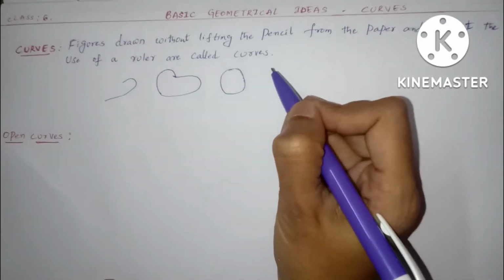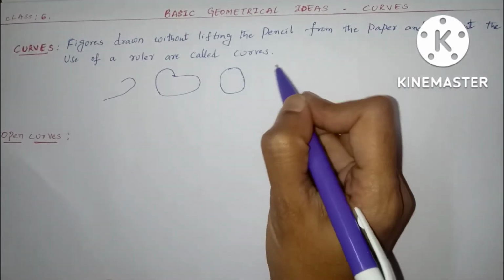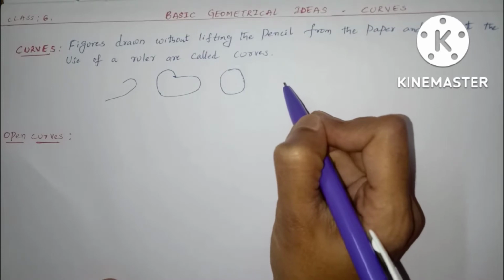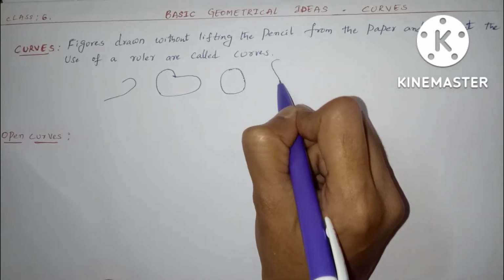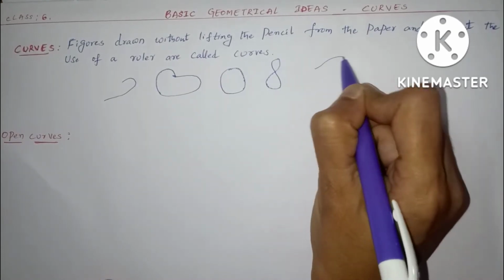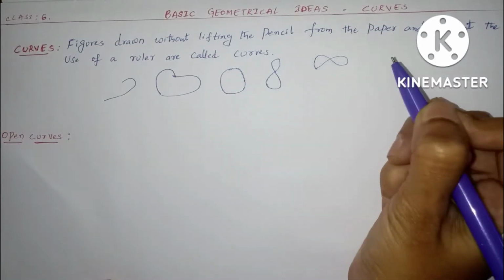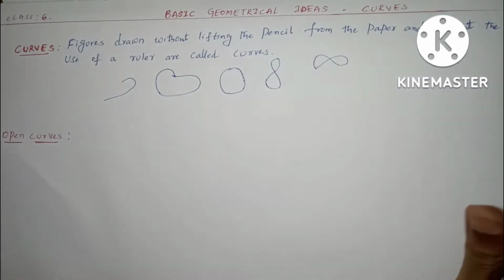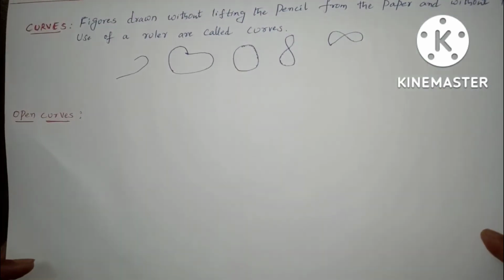In the sense that you should not lift the pen when you are drawing any figure, such figures are known as curves. So this is also a curve. This is also a curve. These are the different types of curves. Again, these curves are classified into three types.